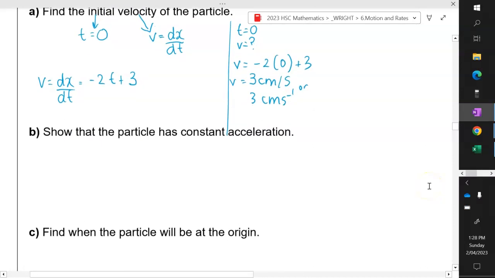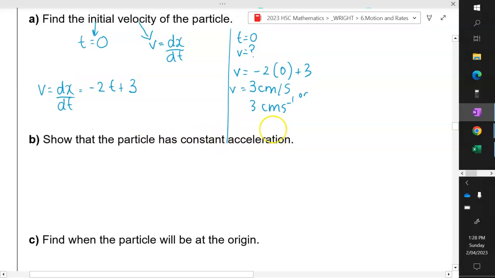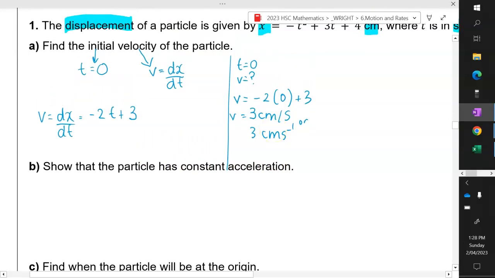Part B would like us to show that the particle has a constant acceleration. Now think about what that means usually. When we have something being a constant, that means there's no variable term involved with our solution. So let's work out what our acceleration is and see what we end up with, and see if it actually looks like that it is a constant acceleration.